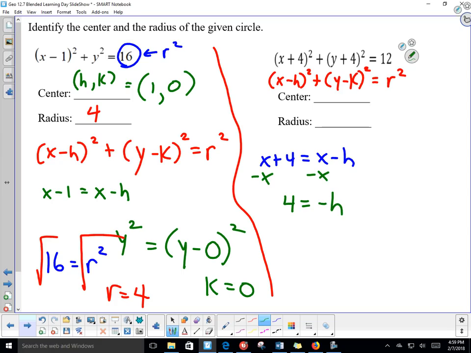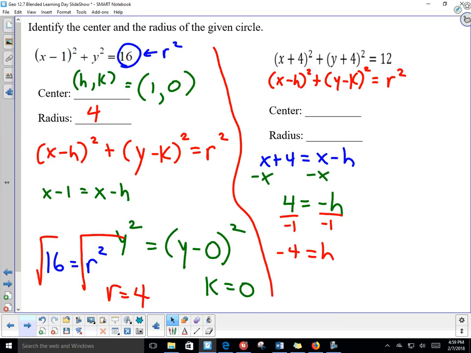and we would get 4 is equal to negative h. But we really want to know what h is, not negative h. So we could divide both sides by negative 1, and we would get negative 4 is equal to h. So that means that my center, remember the center is (h, k), so my center would be (−4, something), and we would want to do the same thing to find k.